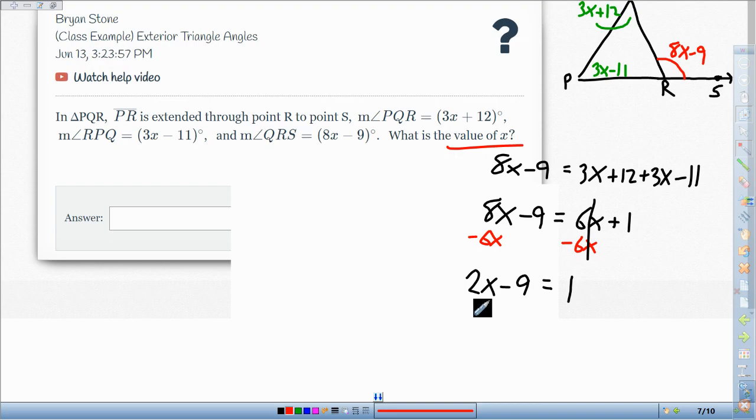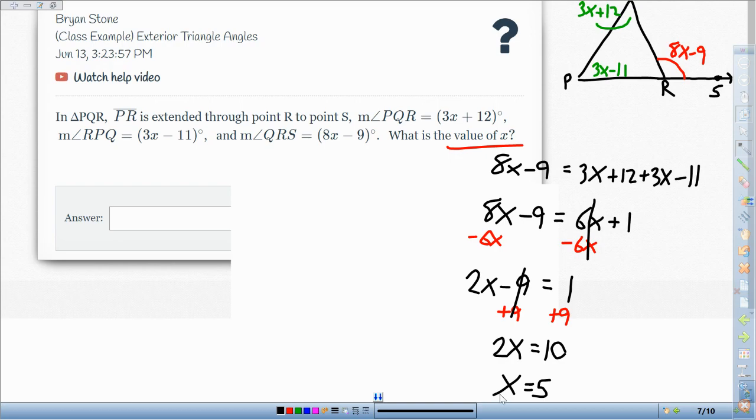Okay, from here, I just have a two-step equation. So add 9 and divide by the 2. When we divide by 2, looks like we're going to get x equals 5.